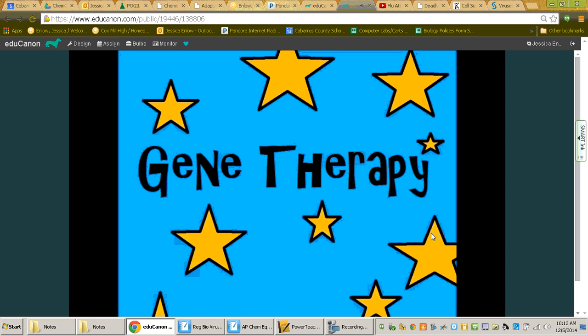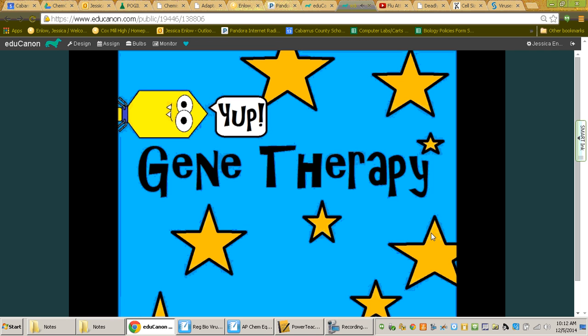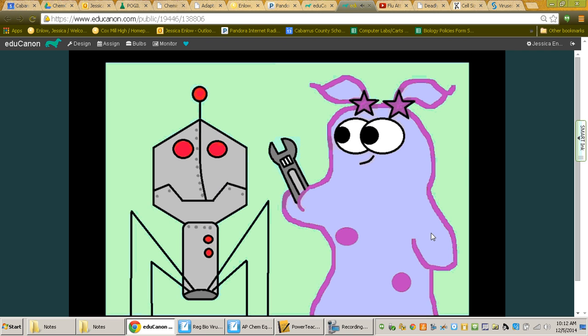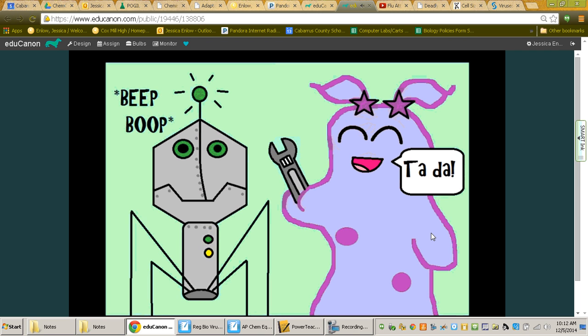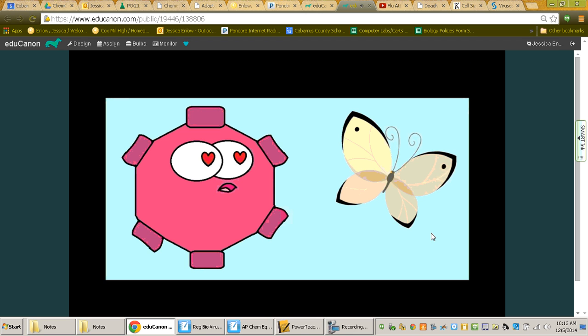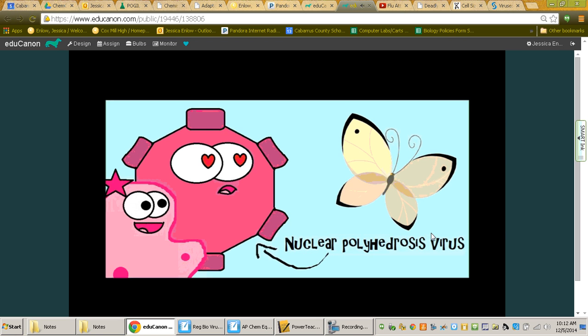It's a very big field right now that's really growing with research. So viruses do play a big role with that. Also, scientists are looking for ways to manipulate or engineer viruses. For example, there's a type of virus that goes after insects. It's called the nuclear polyhedrosis virus. Highly encourage you to look it up.